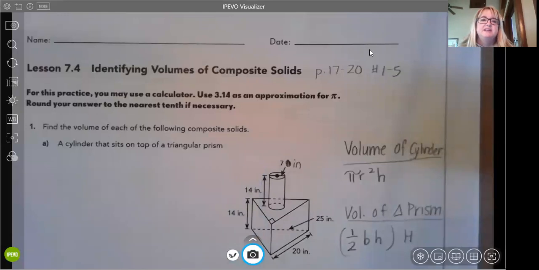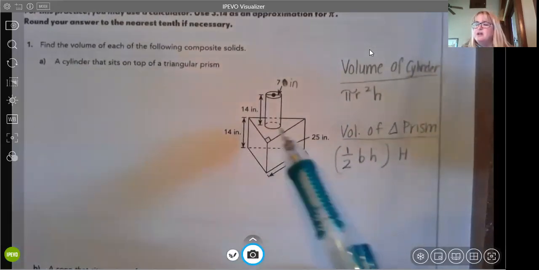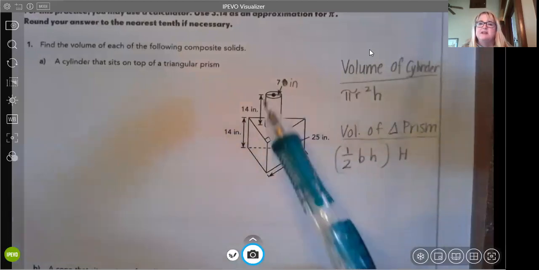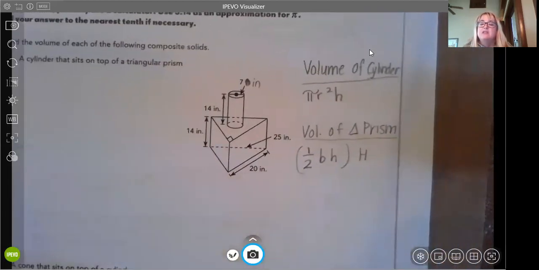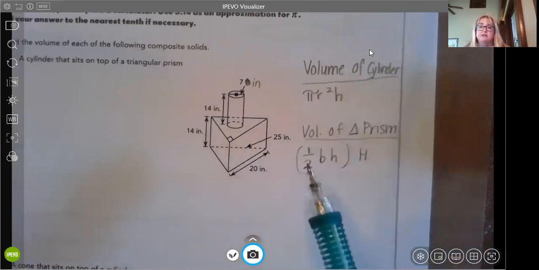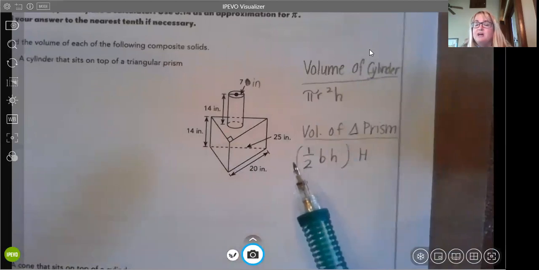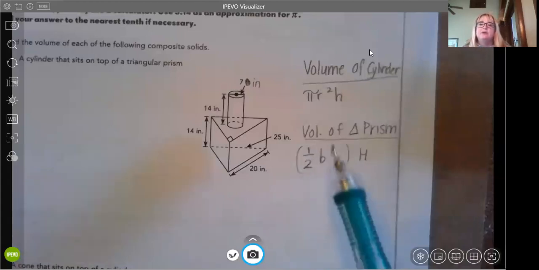All right, so this composite solid is made of two things. It is made of a triangular prism and it is made of a cylinder. And I have written for you the formulas for volume of a cylinder and volume of a triangular prism. You may want to pause it and write this down now. Okay, so let's see what we need.